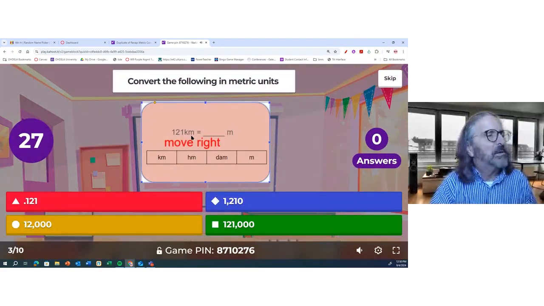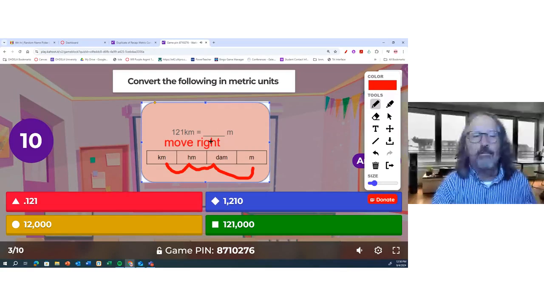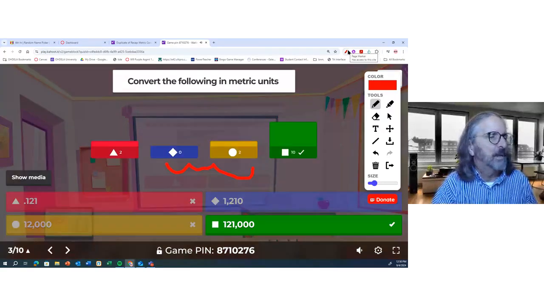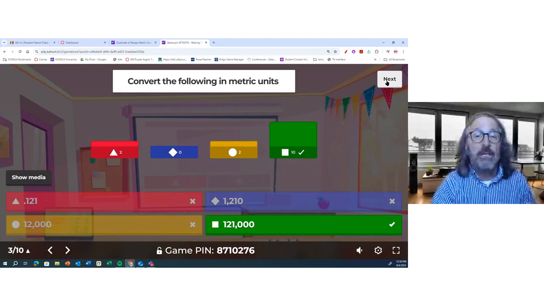121 kilometers to meters. So kilometers, move it right. Okay, that's 1, 2, 3. So if I think I can draw this. So 1, 2, 3. So you're going to add 3 zeros to that, right? Move it right, 3 zeros. There you go. 2 people went the other direction. Okay, when we go from large to small unit, we add more zeros to it.